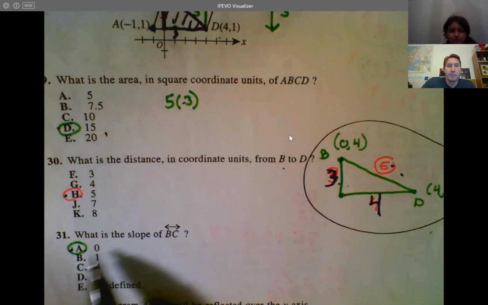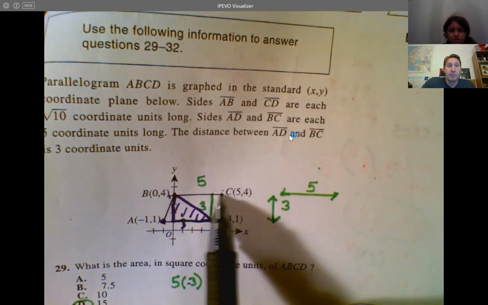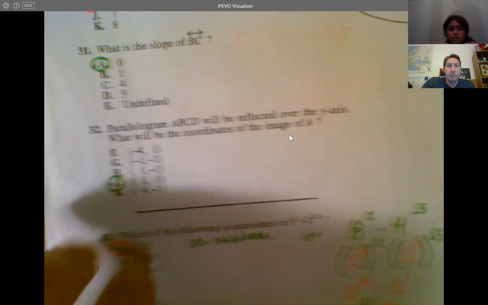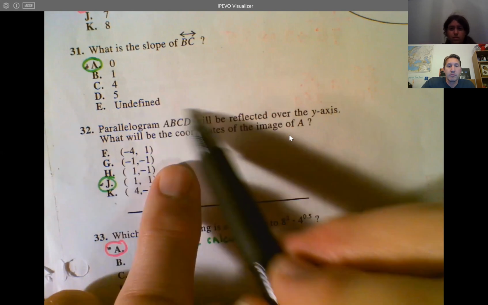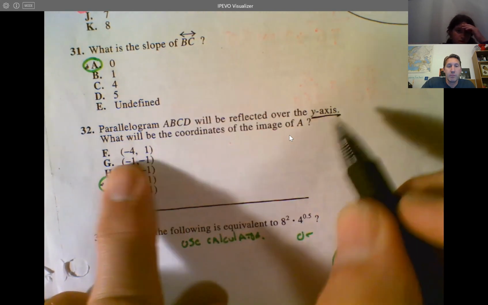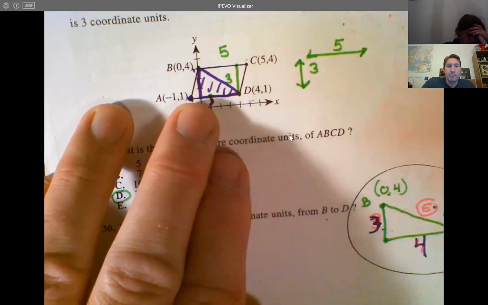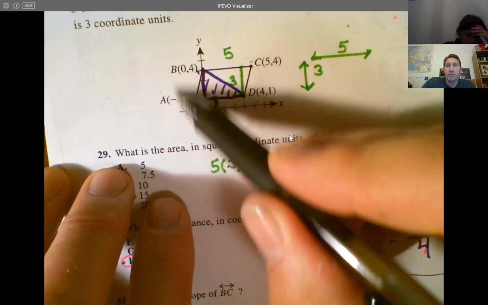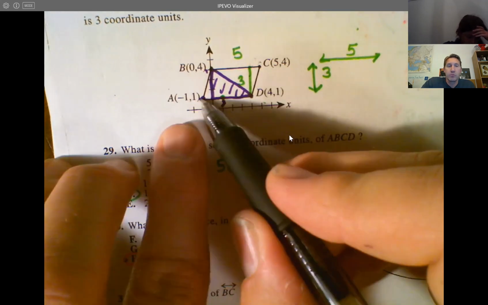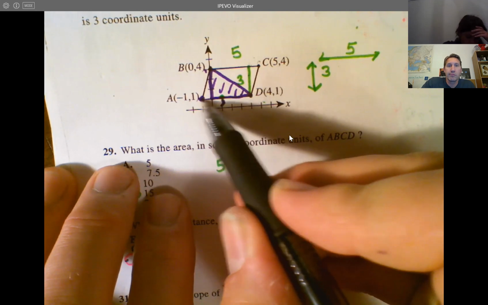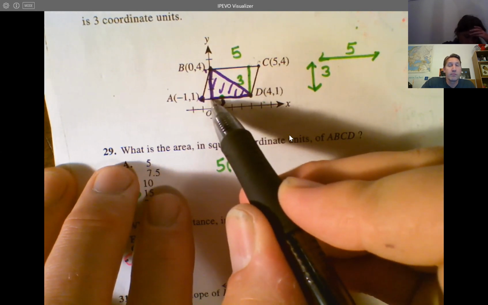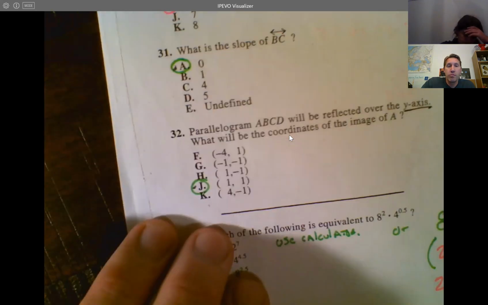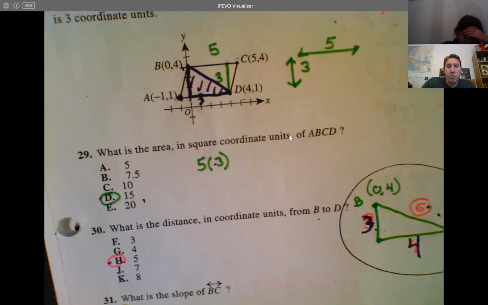And then number 31, what's the slope of BC? Well, I think BC is a horizontal line. It's got no slope at all. Not going anywhere. And then 32, if you were to reflect the parallelogram over the y-axis, where would A go? So imagine this is on a mirror, right? If I reflect it over the y-axis, the stuff over here goes there. The stuff on the left side goes here. Where would A go? I think A is a distance of 1 away from the mirror. So when it comes over here, it's going to be at the point 1, 1, which is J. All right. Any questions at all?